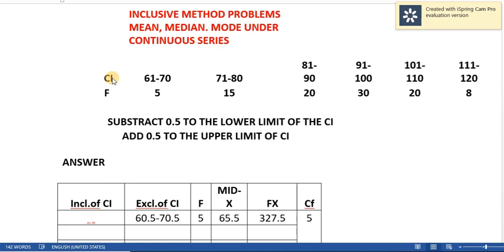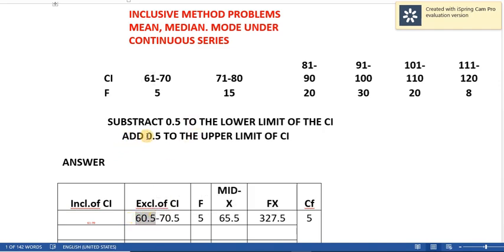We have to convert it into the exclusive. How can we convert to the exclusive? There is one simple formula, a mantra, very simple. We have to subtract 0.5 from the lower limit of the class interval. 61 is the lower limit of the class interval. If you deduct 0.5 from 61, it becomes 60.5.